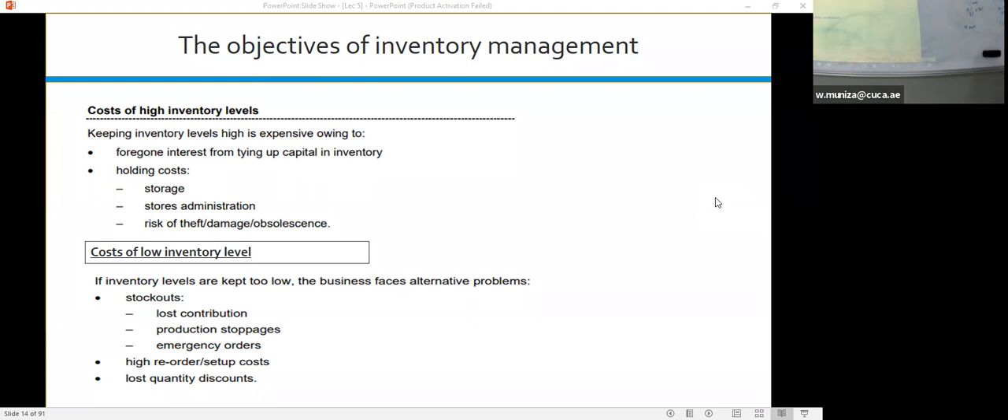But first, let's consider what can be the cost of high inventory levels and what can be the cost of low inventory levels, which we have discussed generally too. The cost of high inventory levels will be holding costs like storage, stores administration, risk of theft, damage, obsolescence. We are going to have foregone interest from tying up capital in the inventory. If we are having lesser inventory, we can have stock outs, and for stock outs, there will be lost contribution, production stoppages, emergency orders, high reorder setup costs, and lost quantity discounts.